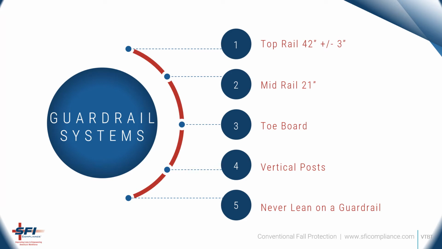The standard definition of a guardrail is a railing consisting of a top rail, mid rail, toe board, and vertical post, with the top rail height of 42 inches as measured from the top of the rail to the floor. The top rail should be smooth surfaced throughout the length of the railing to prevent injury to workers. Standard guardrails must be capable of withstanding 200 pounds of force in any downward or outward direction.